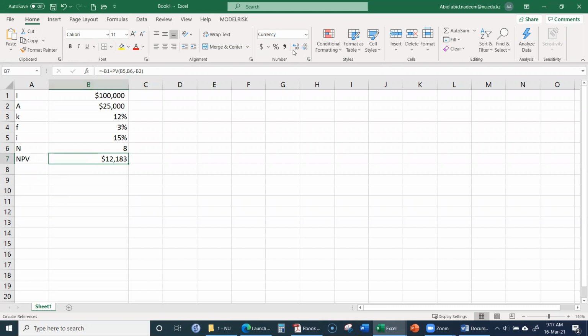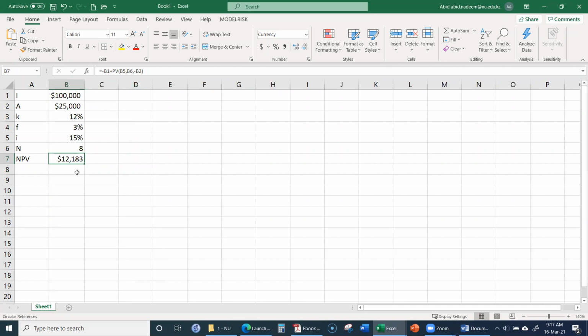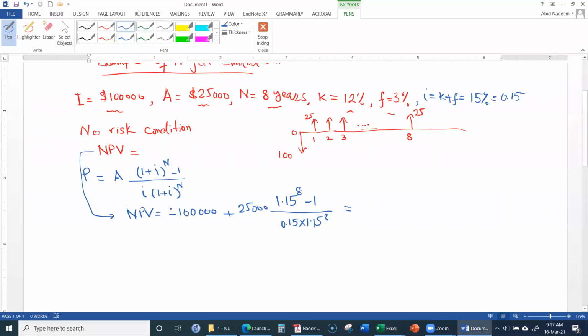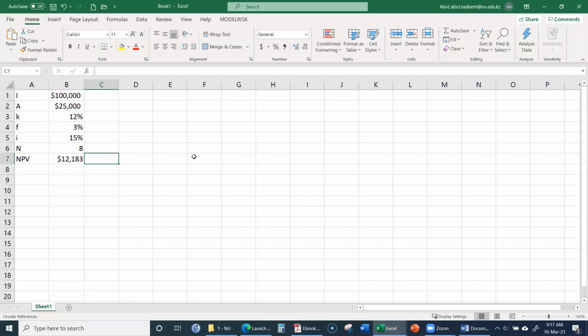Okay, so in this way, then I get this value, $12,183 net present value. Okay, so we can even check it by just directly applying this formula, whether we are getting it or not. So this is the formula, A into 1 plus I power n. So we can check it over here as well. So this is just for checking, okay? Although if we do it several times, you will be very sure that this will be the answer.